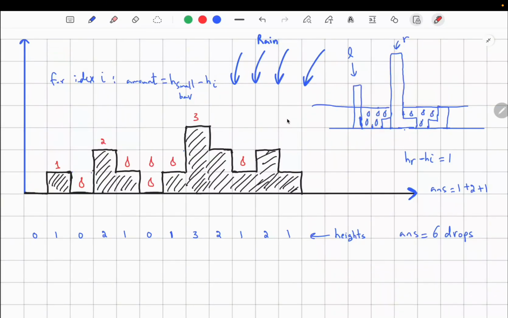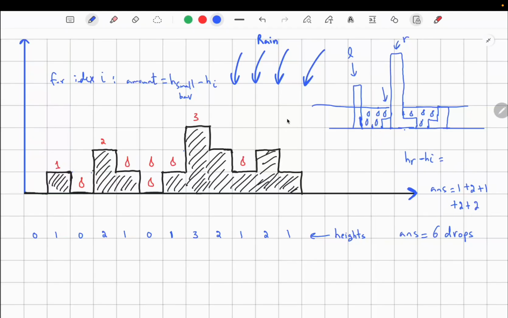So what should we do? We should start iterating from the smaller bar. So we start I is here, and we calculate the amount of water that we can store at this index, which will be equal to 2 drops. So here we add 2 drops, and then we advance I. So I is now here, and the amount of water we can trap here is also 2 drops. So we put a 2 again, so plus 2.